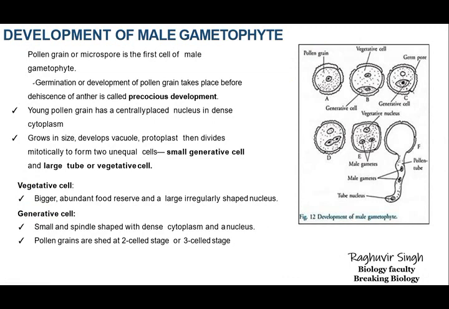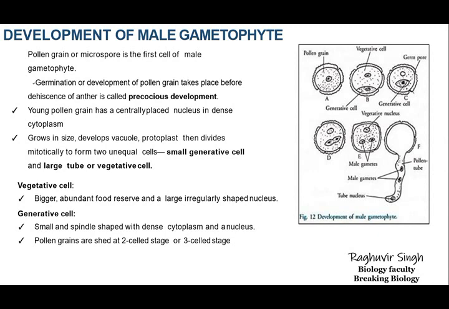So now coming to the development of the male gametophyte, that is the male gamete. This process is also known as microgametogenesis. Gametogenesis means formation of gamete, and micro means male gamete. So basically germination of pollen grains, that is formation of the generative and vegetative cell, takes place before the dehiscence of anther. And as it takes place before dehiscence of anther, it is called precocious germination. Now we can divide the whole process of germination of pollen grains into two parts. One is the pre-pollination development and the other one is the post-pollination development.